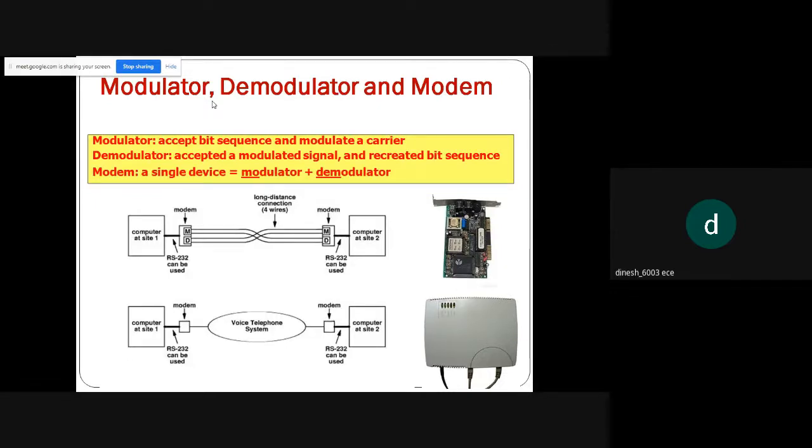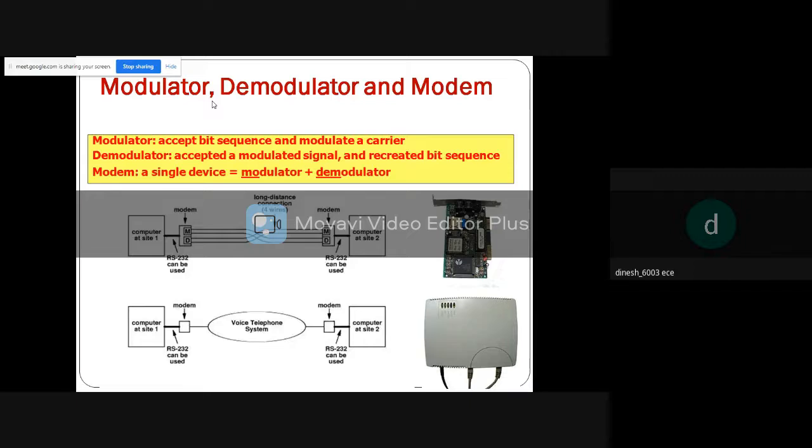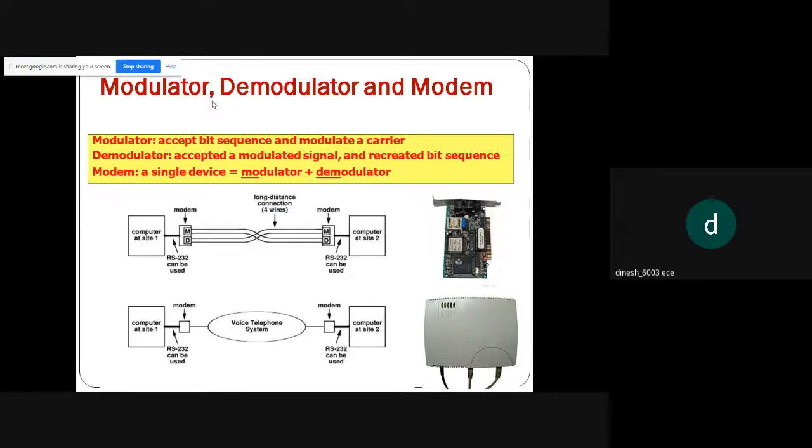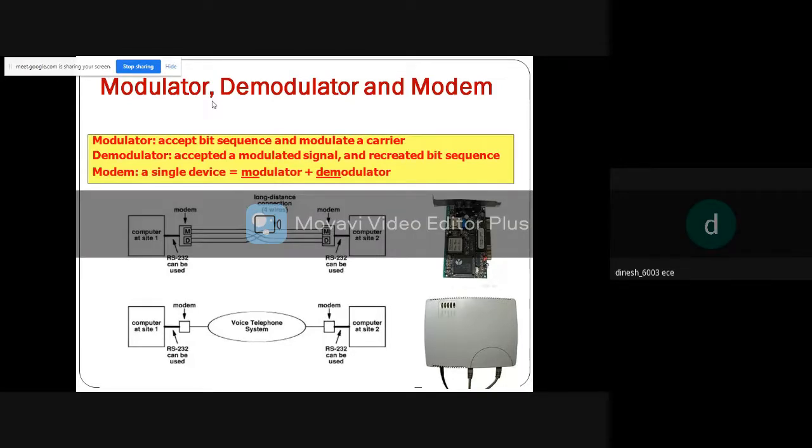Let's see an example of a modem here. At computer site 1, we have a modem. M represents modulation, D represents demodulation. Then we have the long distance wires, the connecting segments. Then at the receiver, at computer site 2, we have a modem with a cable as used in the transmitter.